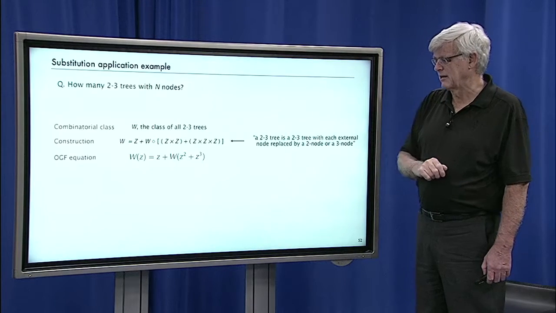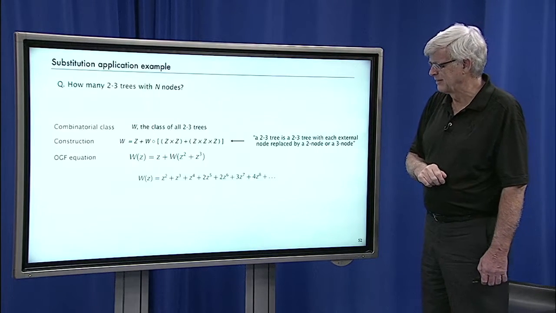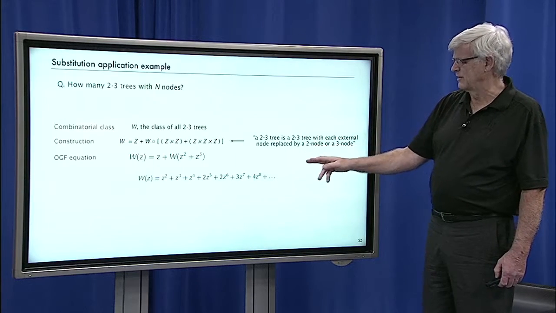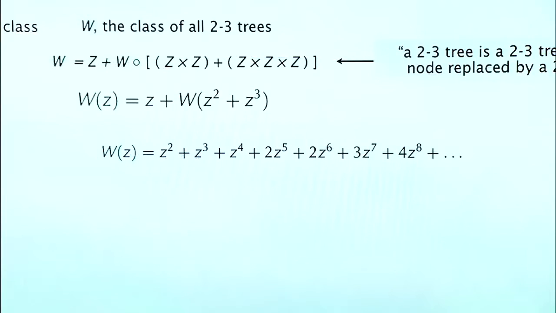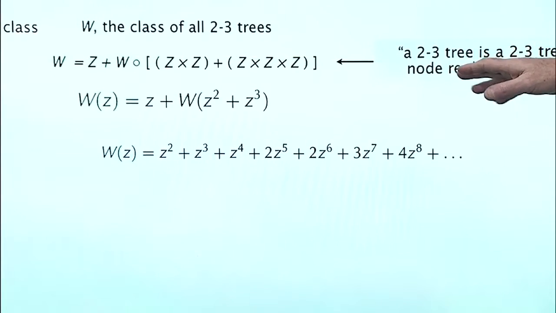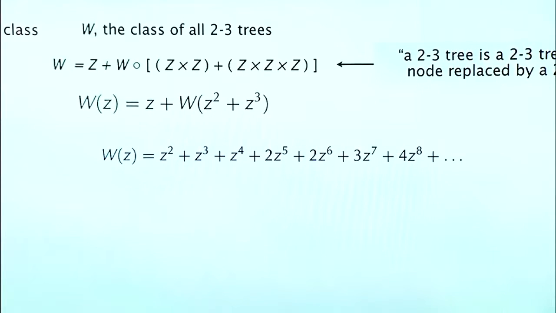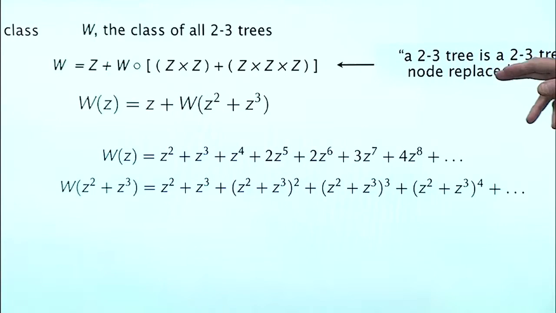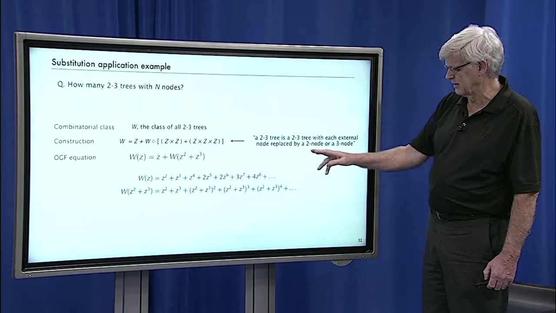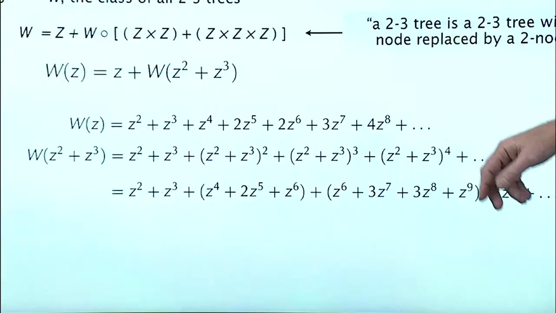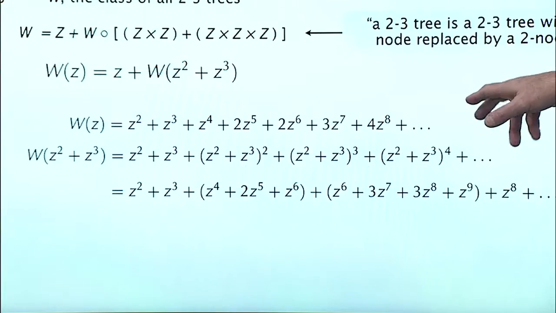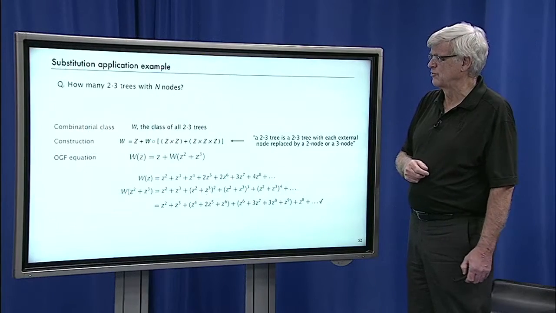Now that's a more complicated kind of OGF equation than we've seen. We can check that it works. From the previous slide, here's the leading term of the generating function. There's 1, 2, 3, and 4. There's 2 of 5 and 6, 3 of 7, and 4 of 8, and so forth. And if you just plug in z squared plus z cubed and collect terms, then you'll see that you get 1, 2, 1, 3, 1, 4, 2 5s, 2 6s, 3 7s, and so forth. So that's an interesting OGF equation that we get from substitution.